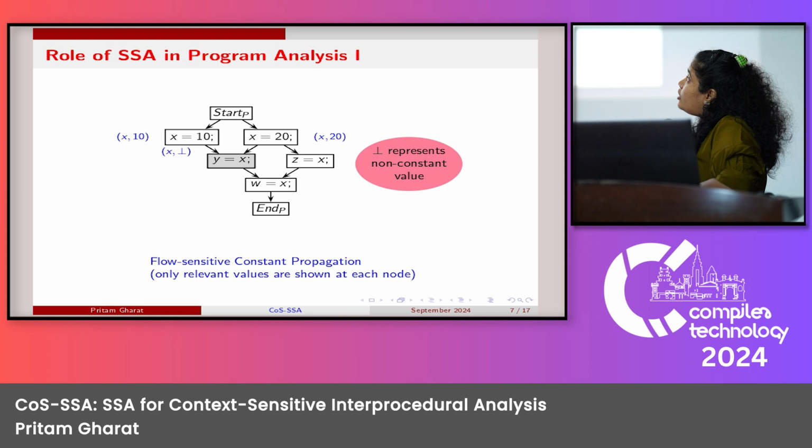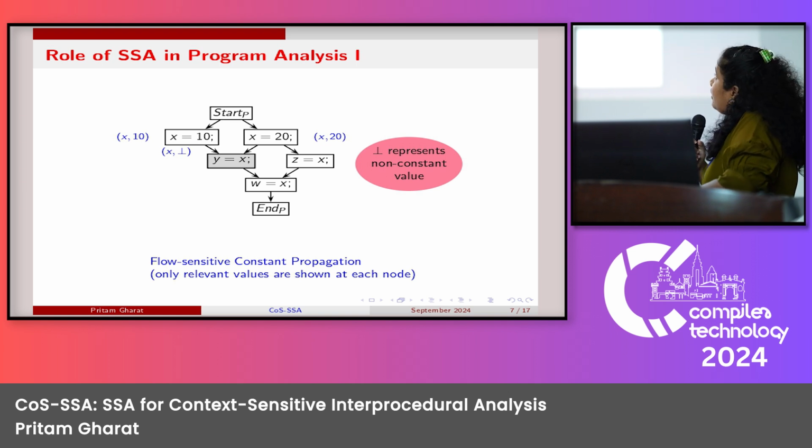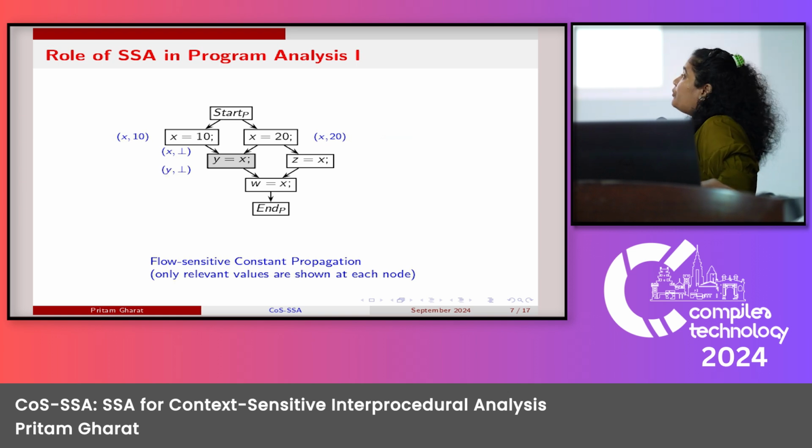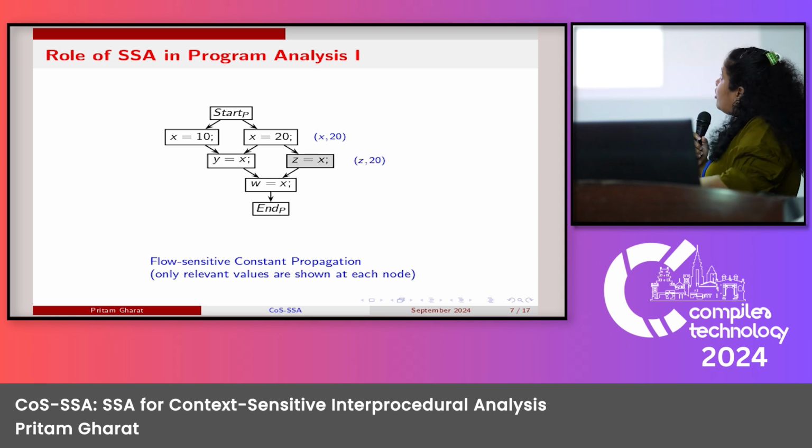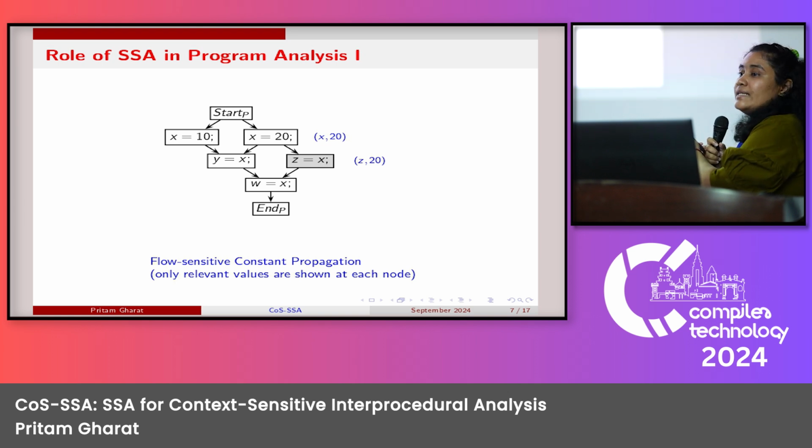And since y depends on x, y also is considered as bottom. It is computed as bottom. It is non-constant for this particular example. Now, because only one value of x reaches this assignment, we can conclude that z is actually a constant whose value is 20. For w is equal to x, we have already concluded that after this assignment, x is a non-constant value. Though we are getting a constant value along this path, we conservatively assume that it's going to be non-constant over here. And hence w becomes non-constant as well.